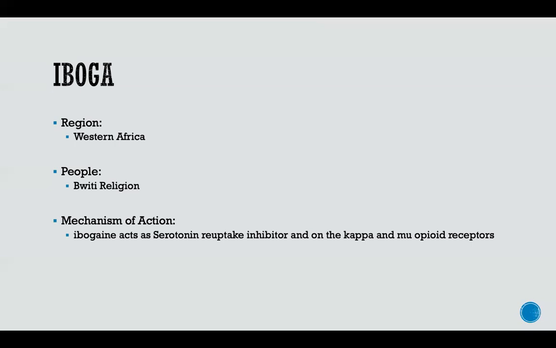Iboga ceremonies are held on a weekly basis, can last for several days, and involve the entire community. These ceremonies typically include offerings to nature, ritualistic bathing, and other practices. Ibogaine effects are derived from its impact on several neurotransmitters, including serotonin as a potent serotonin reuptake inhibitor. It also acts on kappa and mu opioid receptors.